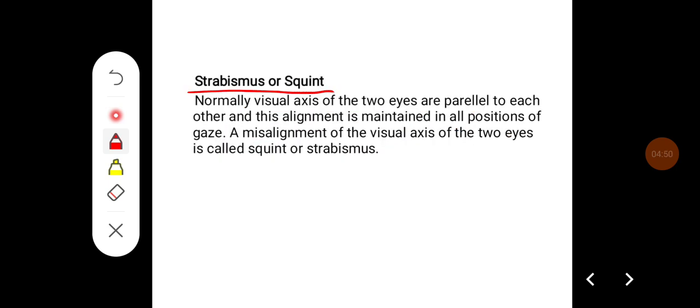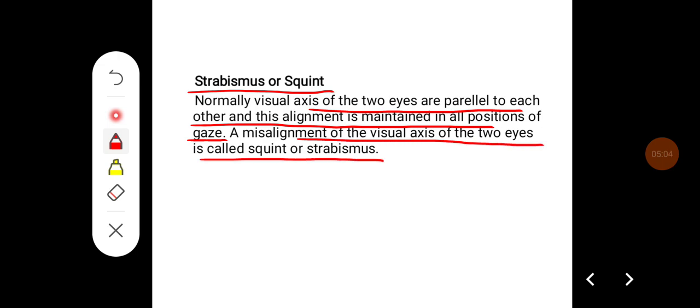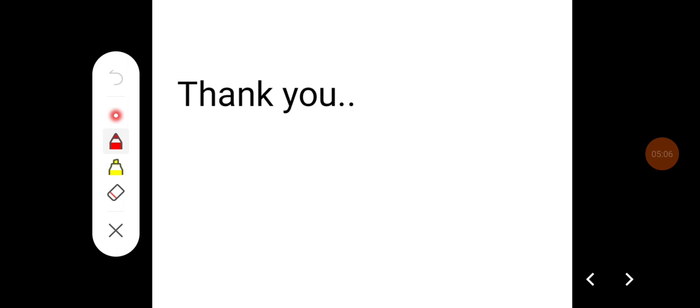Strabismus or squint. Normally the visual axes of the two eyes are parallel to each other and this alignment is maintained in all positions of gaze. A misalignment of the visual axes of the two eyes is called squint or strabismus. This is in brief about visual reflexes.